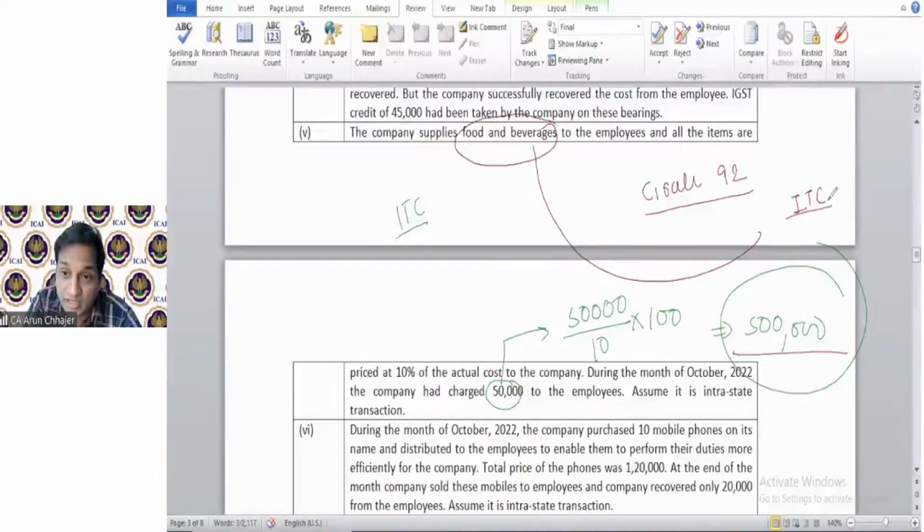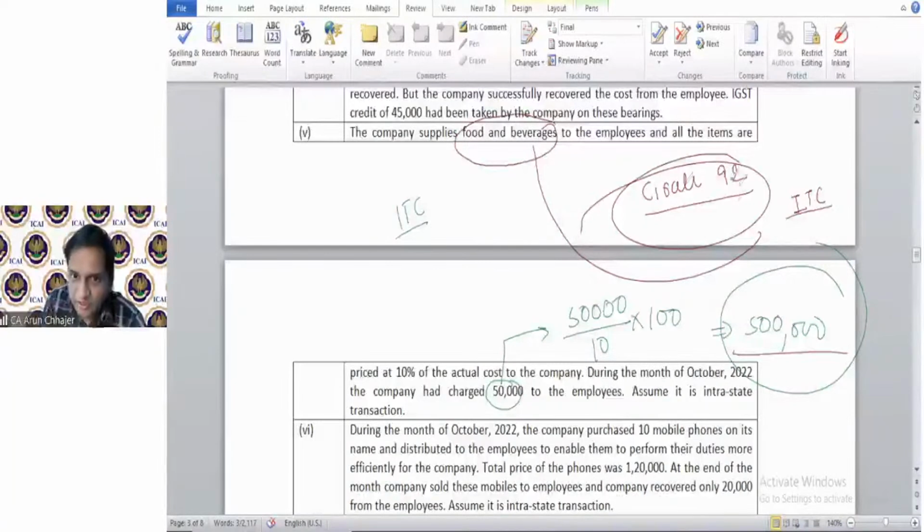Circular 92 says that if your outward supply becomes taxable by virtue of Schedule 1, then you can take your input tax credit irrespective of the fact that it is covered in 17(5). Please read Circular 92 and you will get the answer.